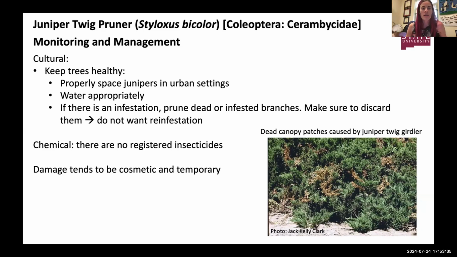Chemical, unfortunately, for these juniper twig pruners, there are not labeled insecticides for them, but thankfully their damage is cosmetic and temporary, so it's not one of those pests that you have to worry about too much.